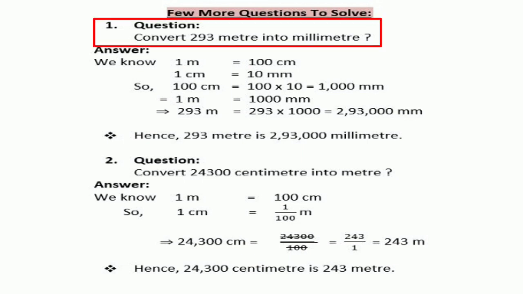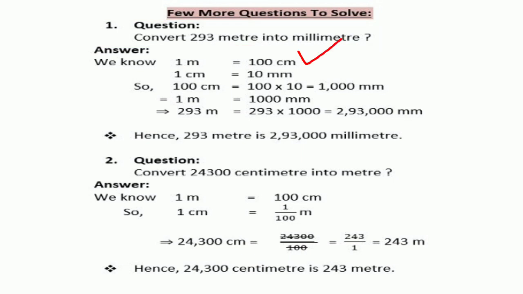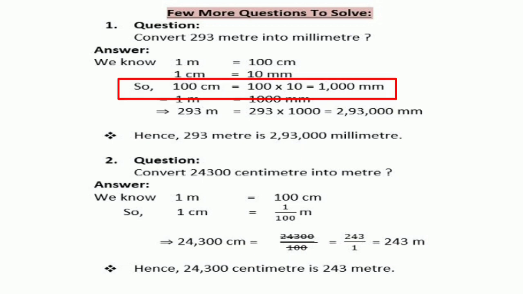Here we take conversion of 293 meter into millimeter. So see how can we convert. We know 1 meter is equal to 100 centimeter. We also know 1 centimeter is equal to 10 millimeter. So 100 centimeter is equal to 10 into 100 millimeter. Here we have multiplied 100 on the left hand side, also 100 on the right hand side.